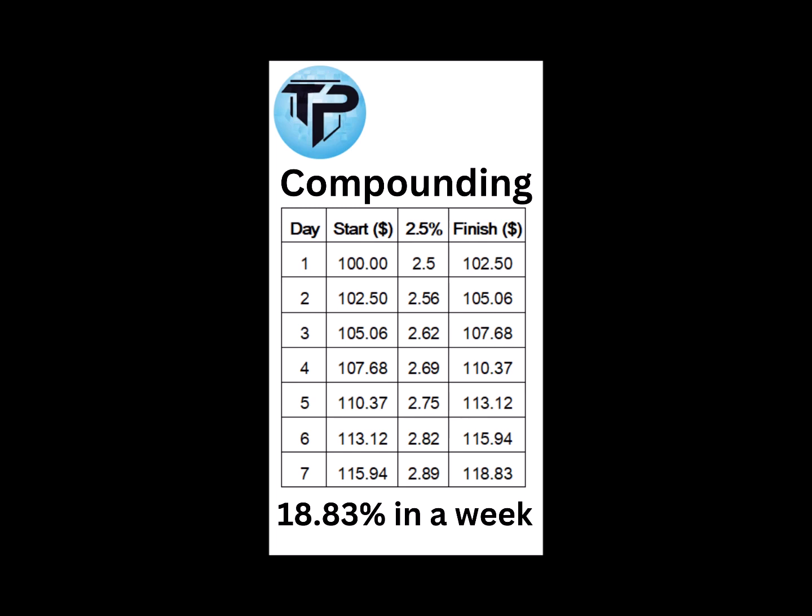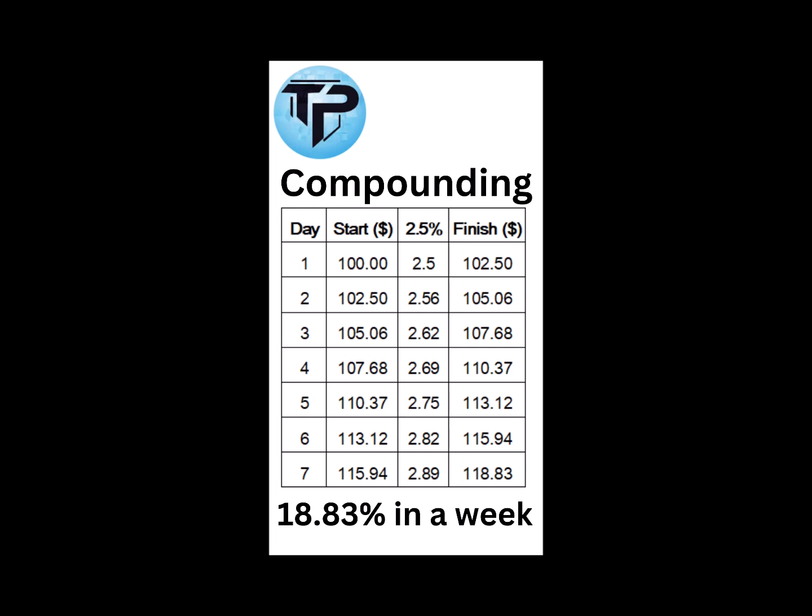I'm not going to go through all 7 days because that gets a little bit boring. If you want, you can pause the video and do the maths yourself. But basically, if you look at the 2.5% column in the middle, you'll see the amount you earn every day goes up from $2.50, $2.56, $2.62, and so on, up to $2.89. So the amount you make every day is increasing. It's actually exponential. It starts off slow, but it does increase exponentially.